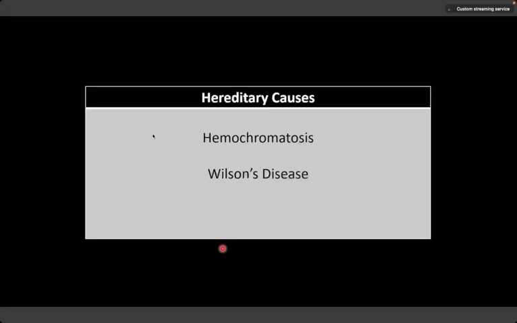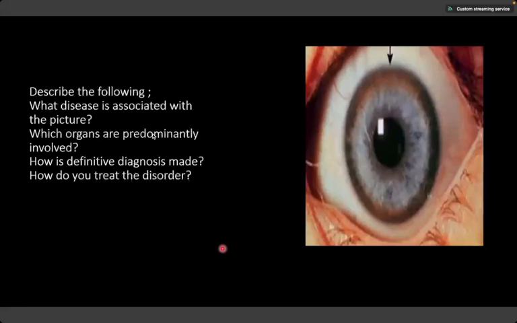And everybody knows the infamous case of Kayser-Fleischer rings in the cornea. There you go. This is another famous exam question. Describe the following. What disease is associated with the picture? Which organs are involved? How is the definitive diagnosis made? How do you treat the disorder?